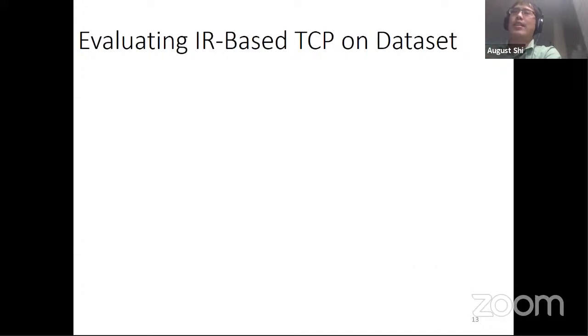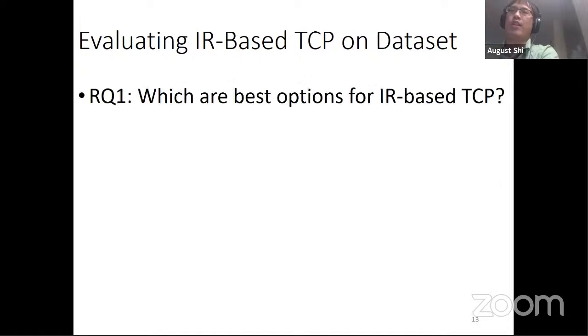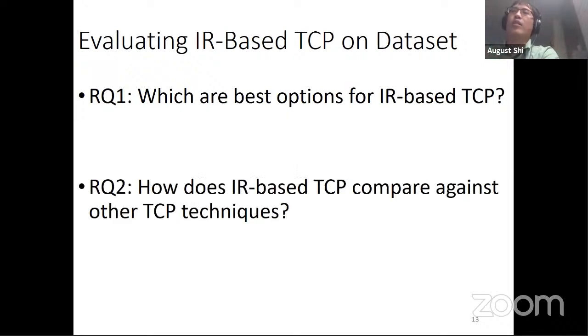So now I've described the data set and the metrics we're going to use. Now we're going to describe what we're going to use them for. We're going to first ask: what are the best options for IR-based test case prioritization? Basically, what's the best model, and how do we parse the test code and the changes? And second, how does IR-based test case prioritization compare against other test case prioritization techniques?